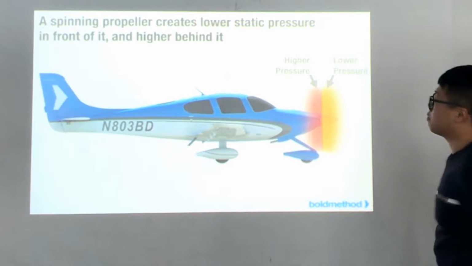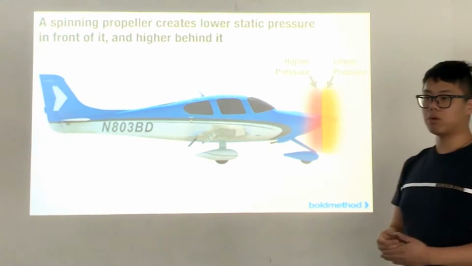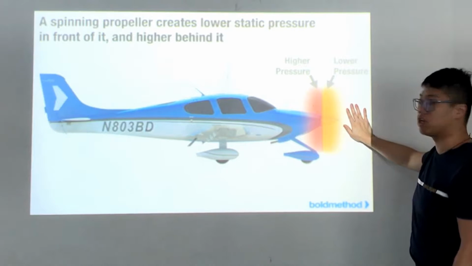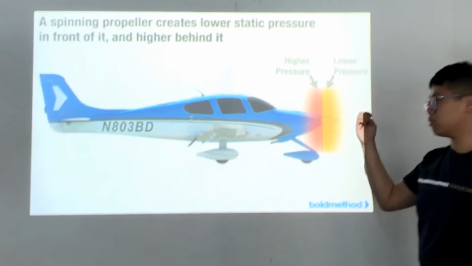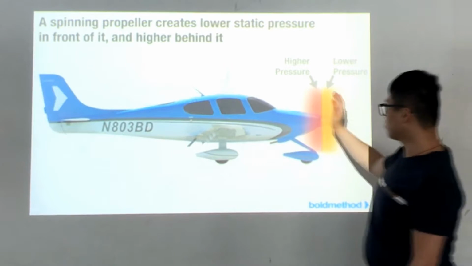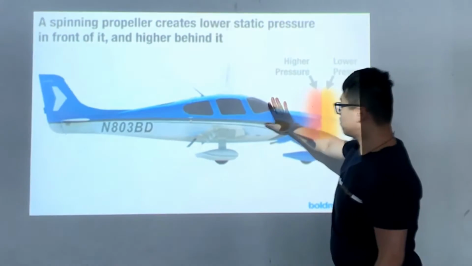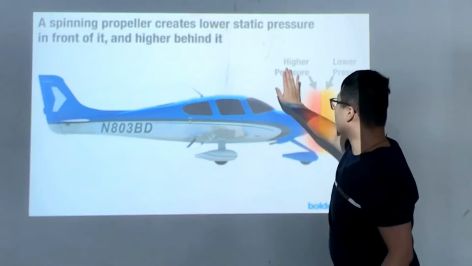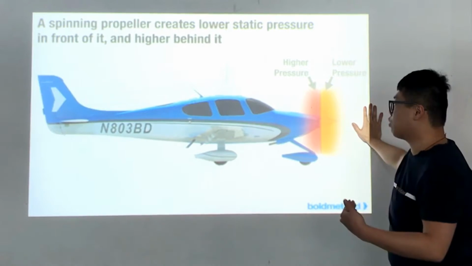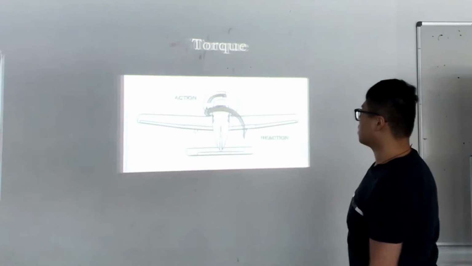The next part is about thrust. Because the propeller is working, it will produce a low pressure area in front of the aircraft, and the propeller will suck the air inside and produce a high pressure at the rear of the propeller. And if the pressure goes from high to low, that will make the aircraft move forward. That is thrust.